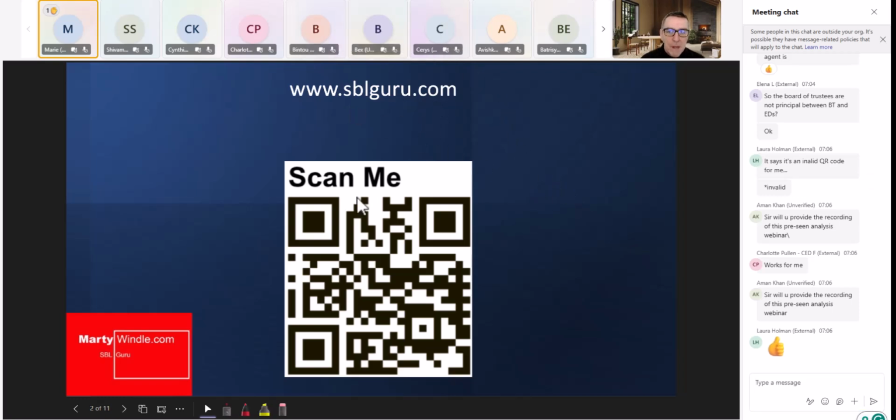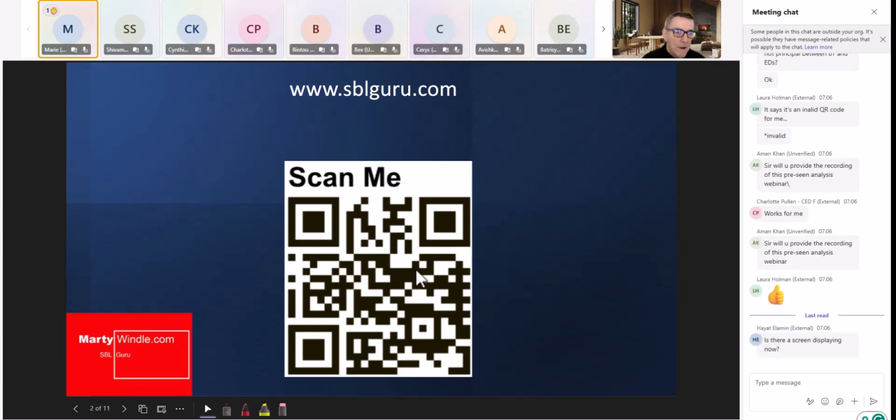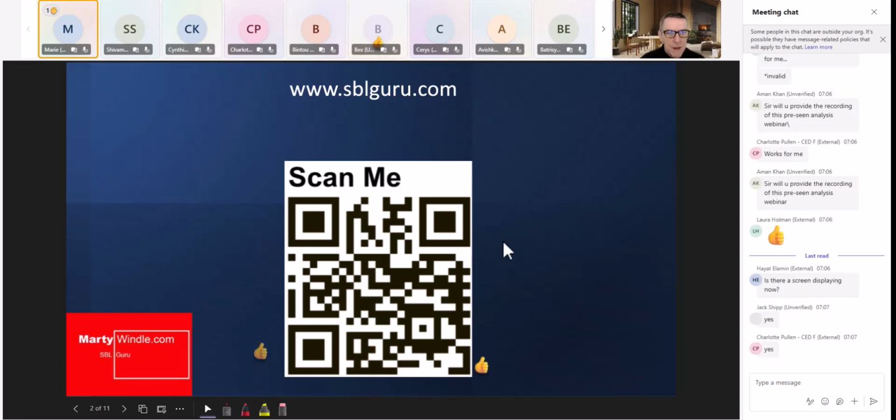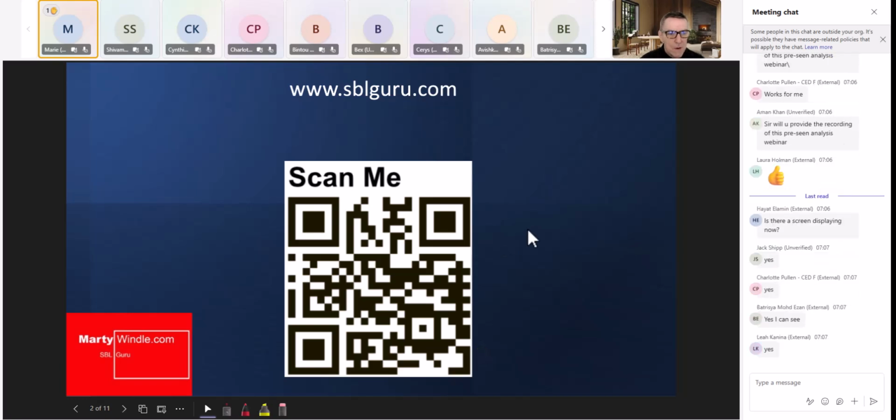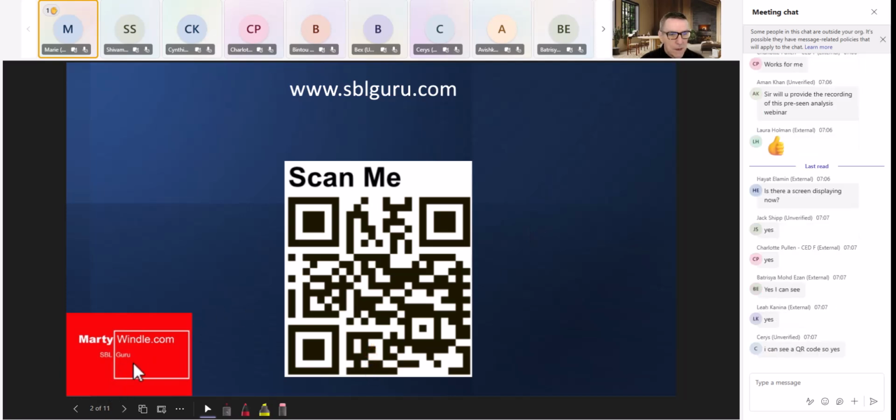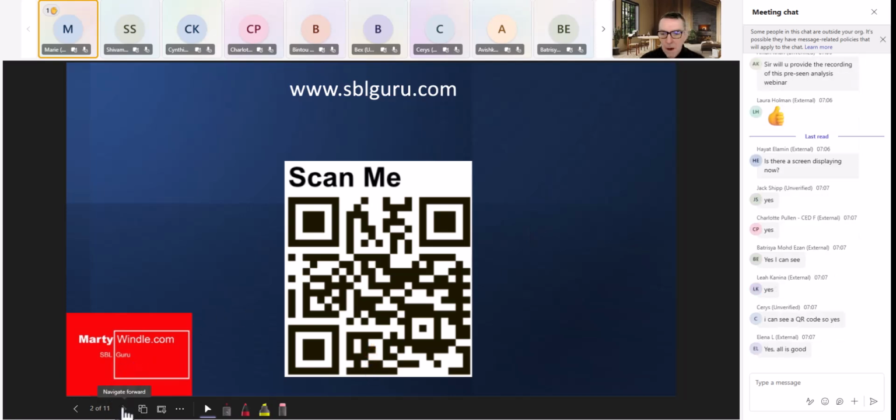Yeah, I just scanned it and it worked for me, but I don't know about anybody else. The screen is displaying right now. Can everybody see the screen? If you're on your phone, it's better to watch it on a PC. If you're on an app, maybe, I don't know, but I think most people can see it. Yeah, the screen is displaying. Good. That's what I see.